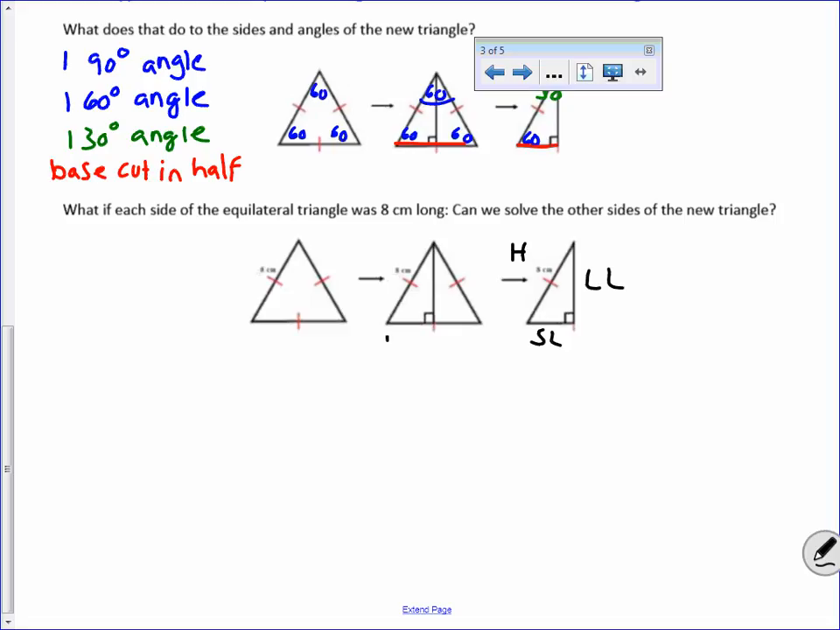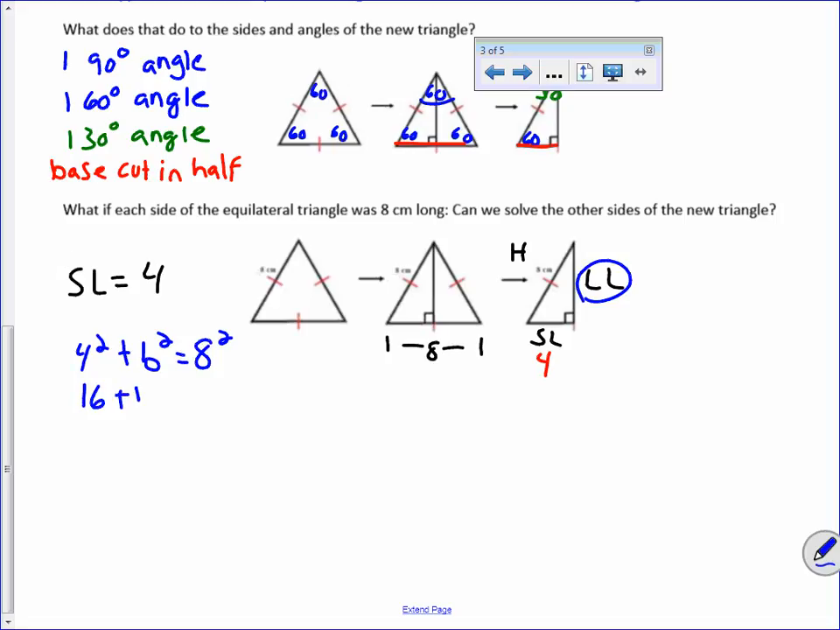So before we gave it the altitude, this was 8. So that means that the short leg is 4, because we cut it in half. So that's going to be 4. Okay. Now we can use the Pythagorean theorem to solve for the long leg. So we got 4 squared plus b squared equals 8 squared. That's going to be 16 plus b squared equals 64. Minus 16, b squared is going to be equal to 48 again.